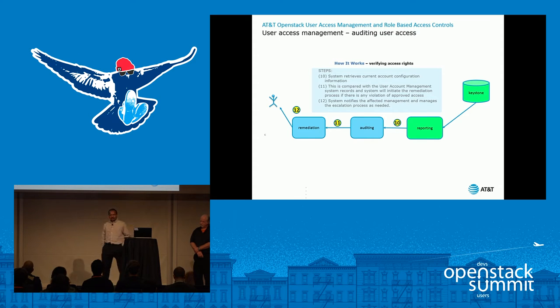Once the provisioning is done, this is all about the auditing process. For instance, we have now granted the permissions to the users and they have the access. On a regular basis, at frequent intervals, we retrieve that information from the Keystone instances and compare it with our user access management system, making sure that all the authorized users have actually been granted permission to access the tenant as well as the OpenStack instances. If we notice any violations in that space, we notify their management, and remediation action will be taken.